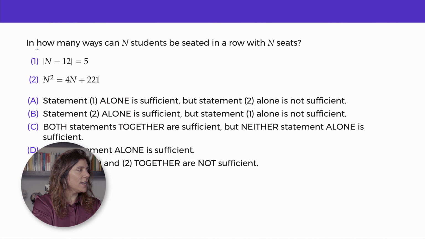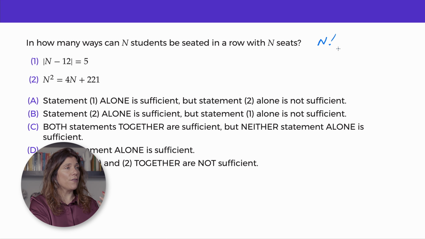But let's look at a real GMAT-style data sufficiency example to elucidate this trap. So our question is asking us in how many ways can n students be seated in a row with n seats. So if you notice, this is a combinatorics example where we have the number of objects equal to the number of places. So in this particular situation, to solve the exercise, you just need to do n factorial. So sufficiency comes from the fact that you know the value of n.